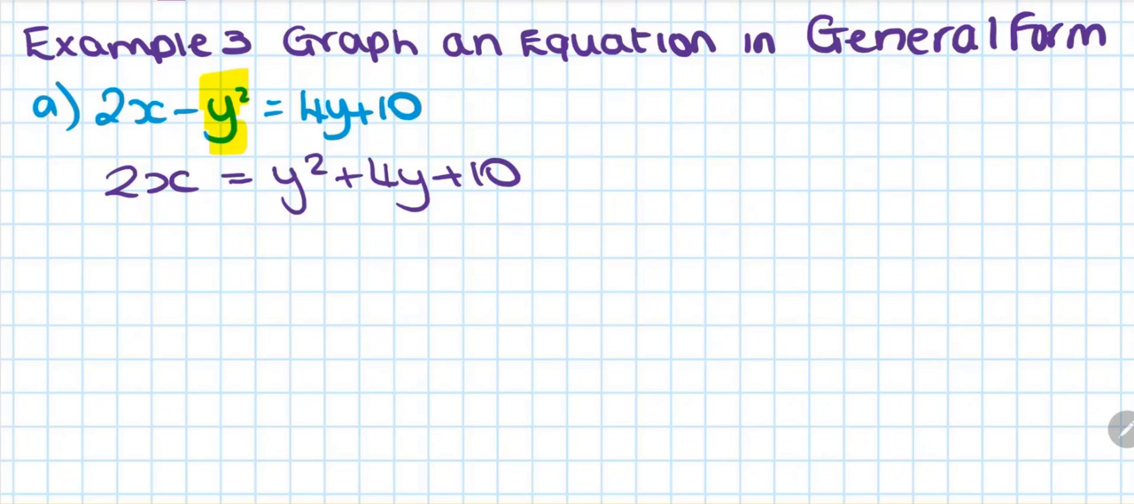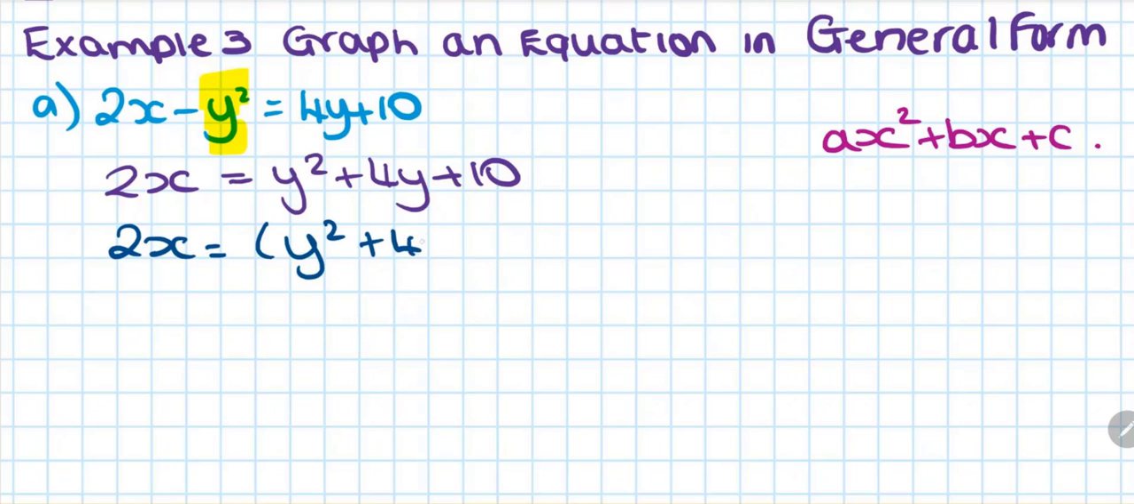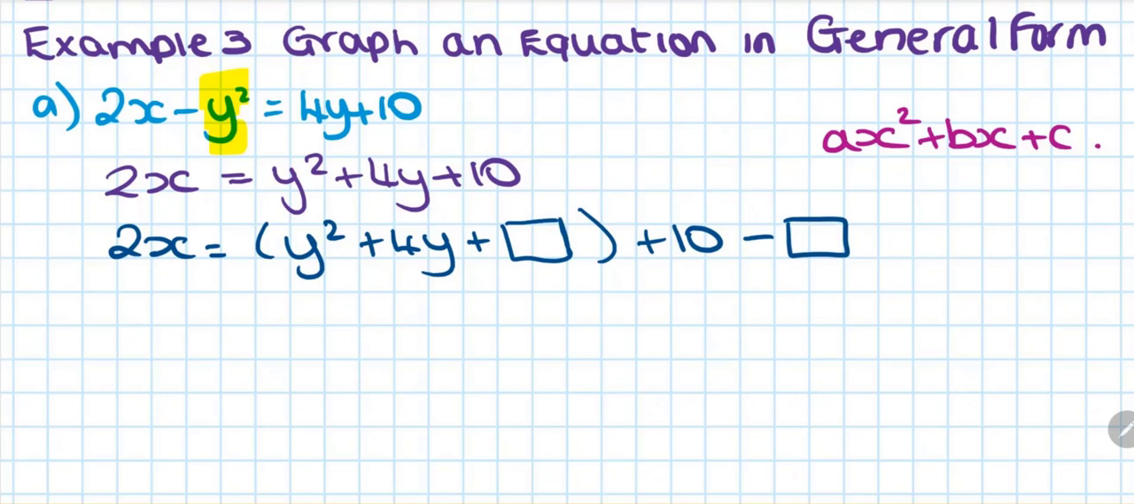Now I need to look at the right hand side, and we're going to complete the square. I'm going to write this in the form of ax squared plus bx plus c. The left will stay the same. We don't need a factor because we have a coefficient of 1. So this is going to be y squared plus 4y, and this is going to be plus something. And then I've got plus 10, which I'm going to put outside. And because I'm adding something there, I'm going to subtract it here.